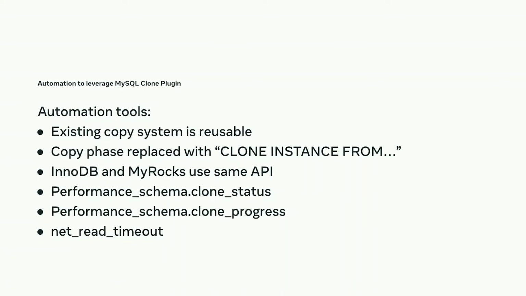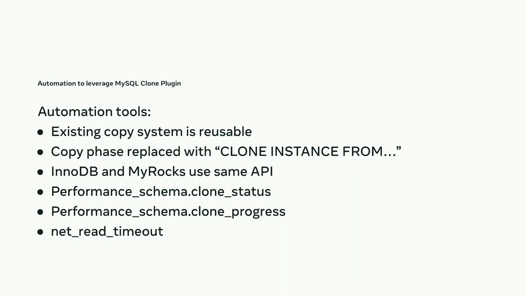For the tool itself, in MPS, wherever it called Xtrabackup, we wrote a tool to call the clone instance from command and do some runtime configuration for that cloning, like setting the copy speed. Since InnoDB and MyRocks both use the same API, when MyRocks development was happening, we decided that it would use the clone instance from command. It made our job easier to start writing the automation as the MyRocks development was happening. This way, when the MyRocks development was done and we were ready to test, we could just use automation to start testing the new functionality.